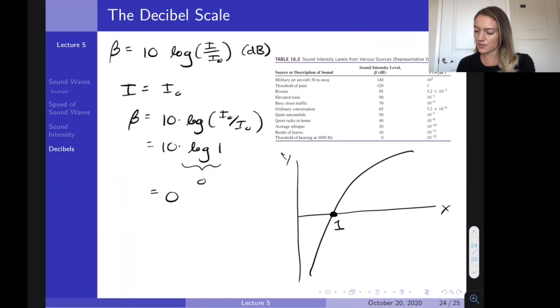Okay, and let's just do one last example with the decibel scale, because I know students get thrown a little bit when we start manipulating logs. So definitely brush up on your logs a little bit if you feel rusty at all with them.